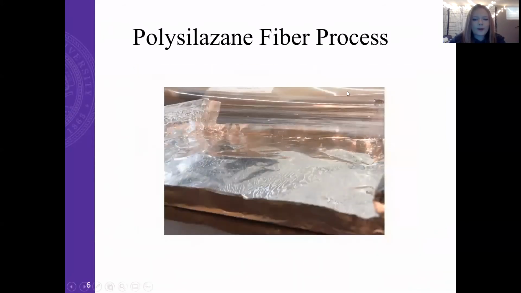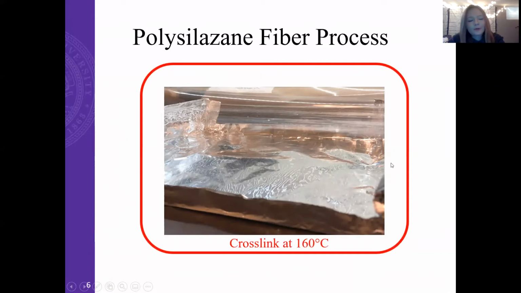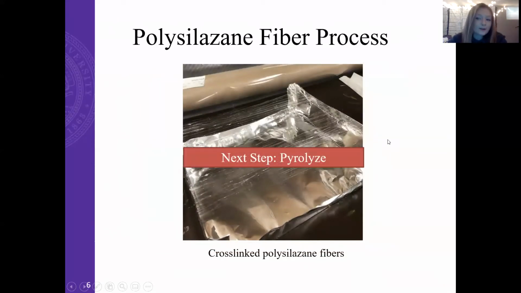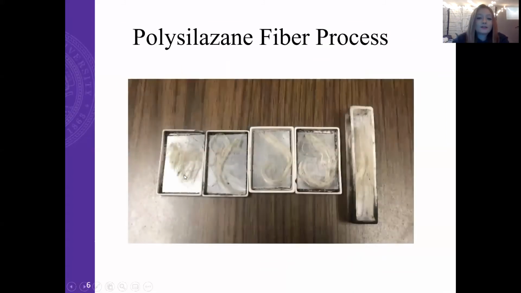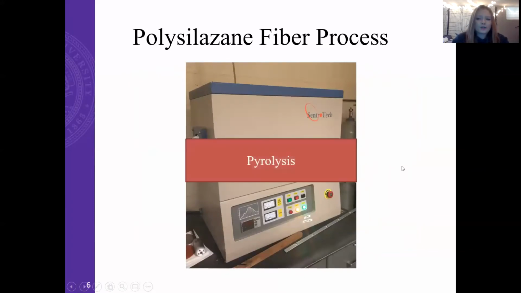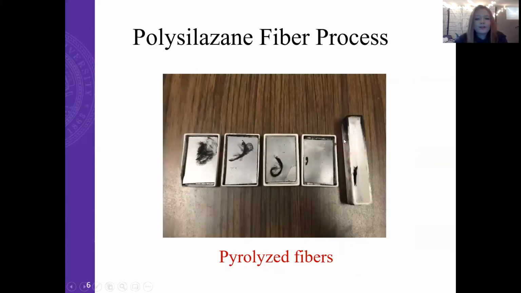So once we've spun all the fibers, they're going to look something like this. They're a little bit difficult to see, but then we'll cross-link them at 160 degrees Celsius, and they'll look something like this. So these are our cross-linked polysilazane fibers. So our next step will be to pyrolyze those. So we'll collect them and place them in these ceramic boats for pyrolysis, and we will put them into our furnace, and we'll pyrolyze between 600 and 1,000 degrees Celsius. And then once they're pyrolyzed, they'll look something like this. They'll be black and they will have shrunk a little bit. But these are our pyrolyzed fibers.